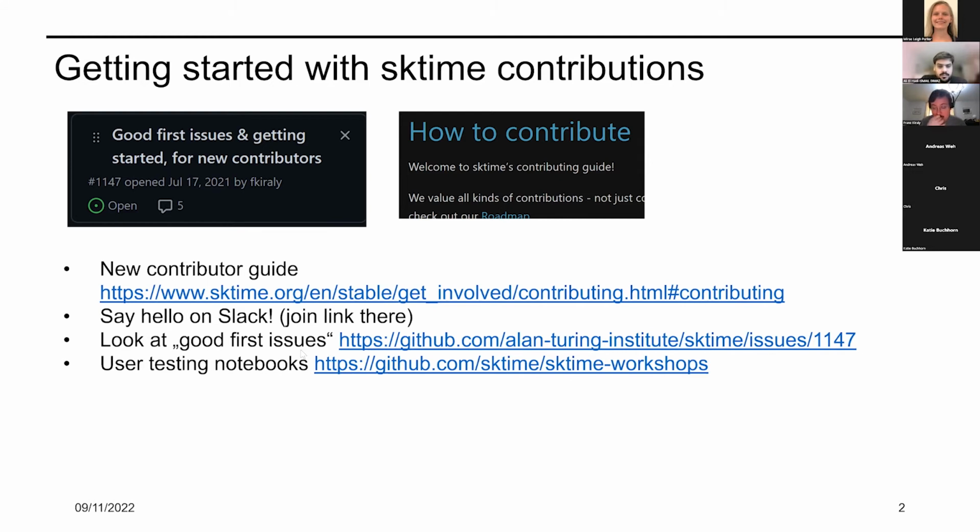We have a set of good first issues that we have curated. A number of them are in the documentation space, but more generally, if you want to get started, you can subset the issue tracker to the good first issues. Also, if you are not familiar yet with sktime, a good entry point is trying to run the user testing notebooks and see whether you can figure out how to do certain things with sktime based on the tutorials. More details on this are contained in the documentation linked.